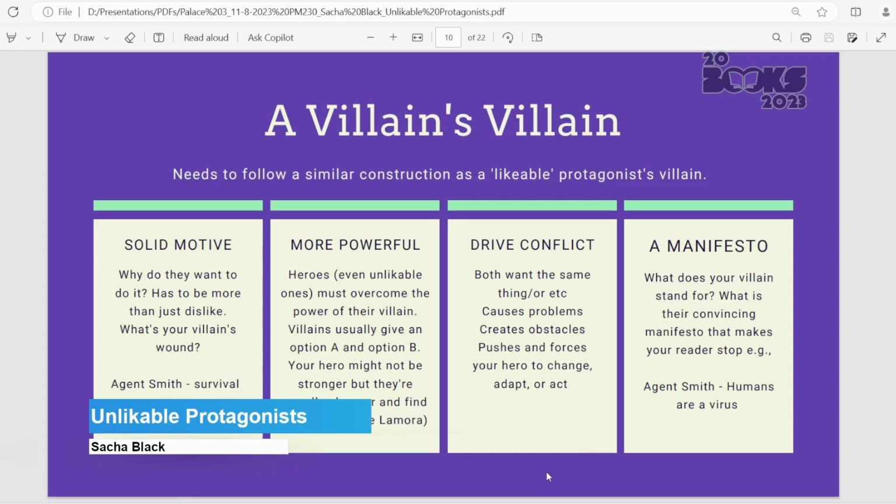And the best way to do that is to use really extreme forms of logic, like Agent Smith presenting the argument that humans are a virus. And, you know, sometimes we are. Okay.